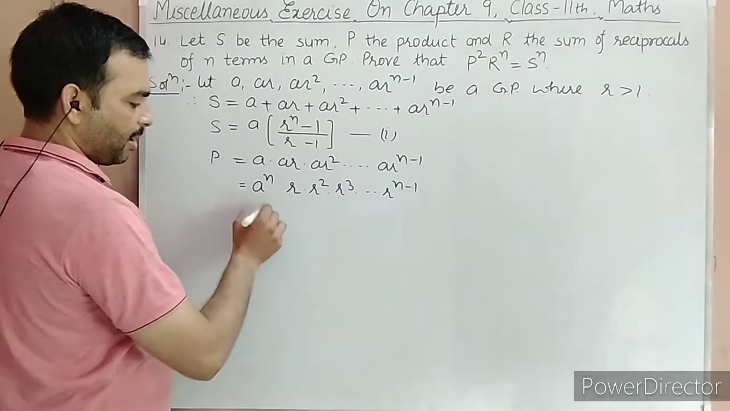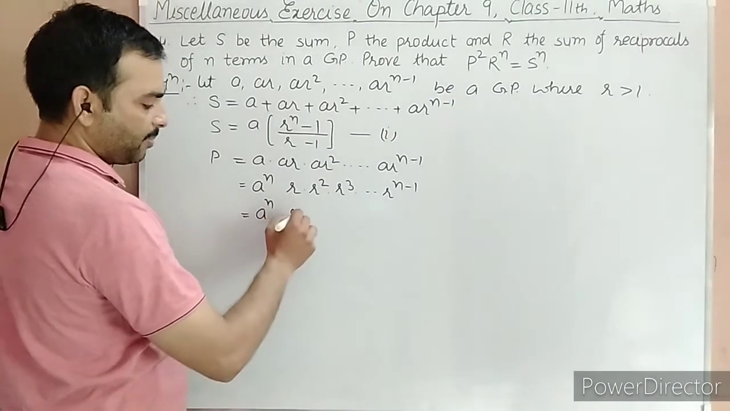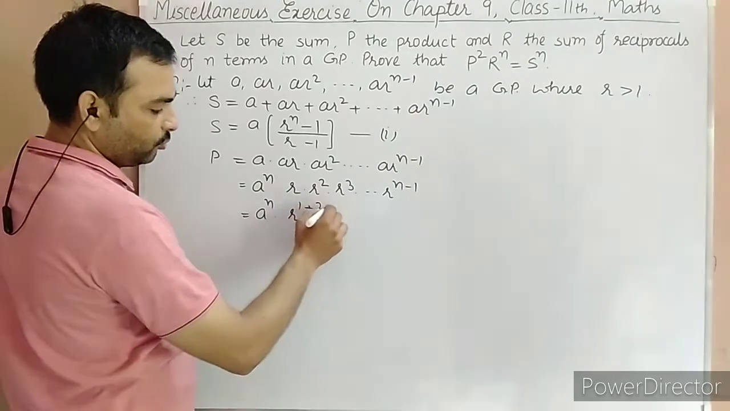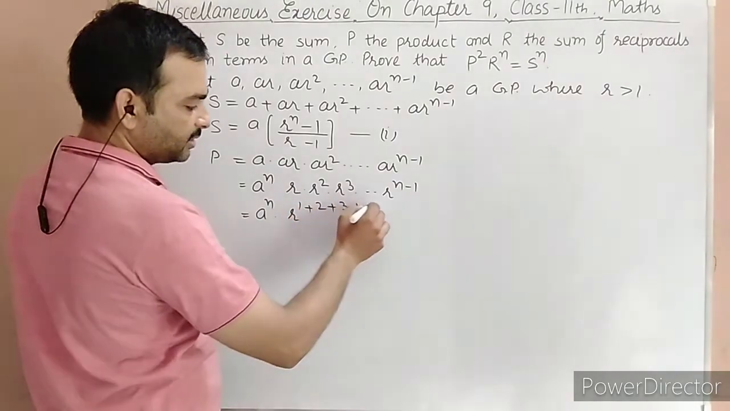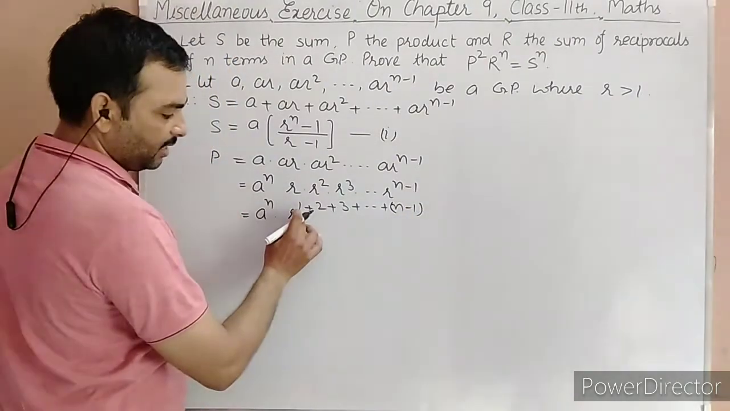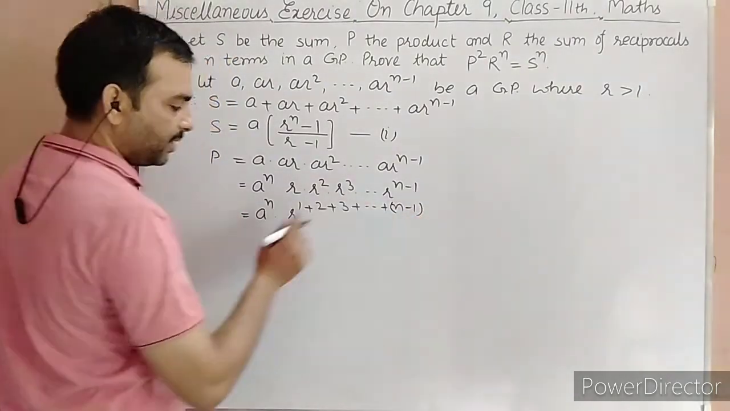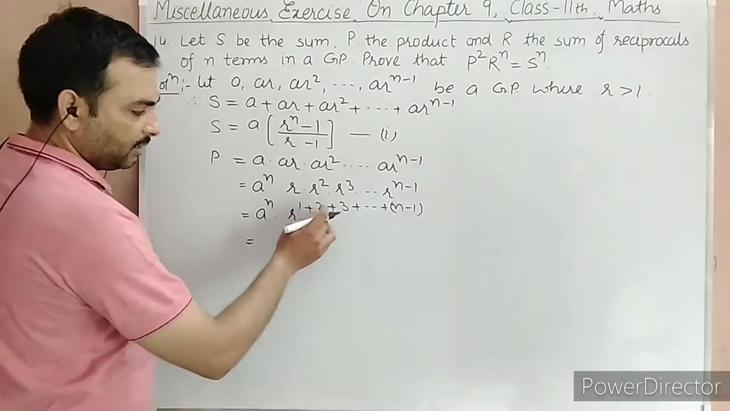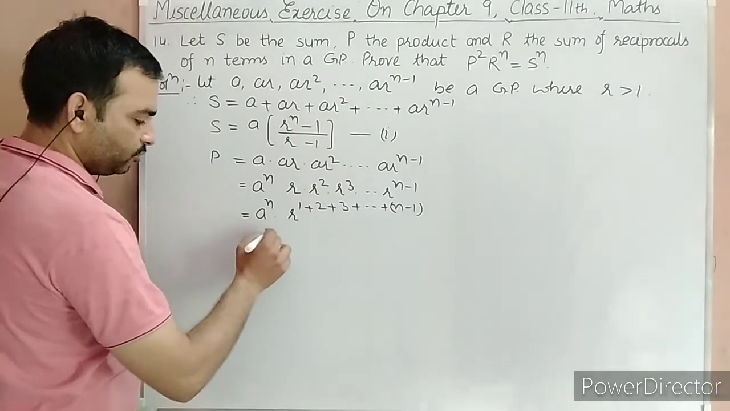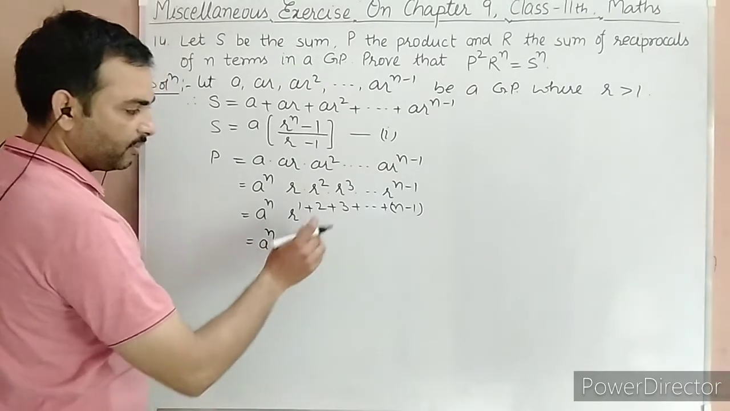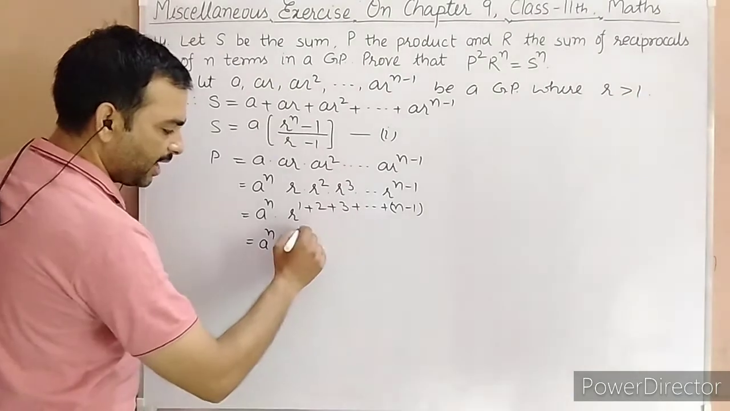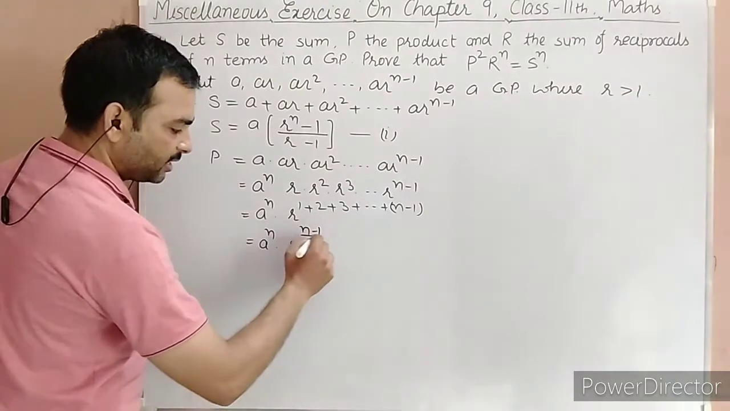A power n multiplied by R power, I can add the powers 1 plus 2 plus 3 plus up to and so on plus n minus 1. So there are n minus 1 natural numbers which form an AP. Therefore, I can use the formula for the sum of n terms of an AP. So here the number of terms is n minus 1, so n minus 1 by 2.